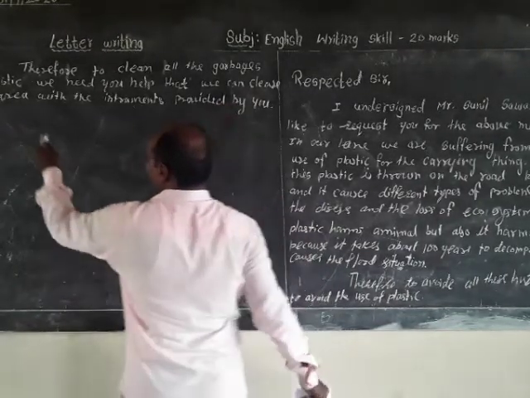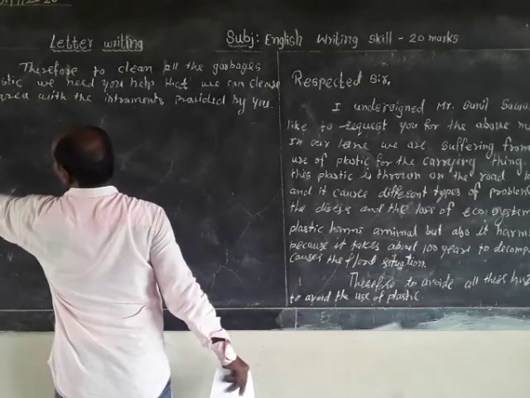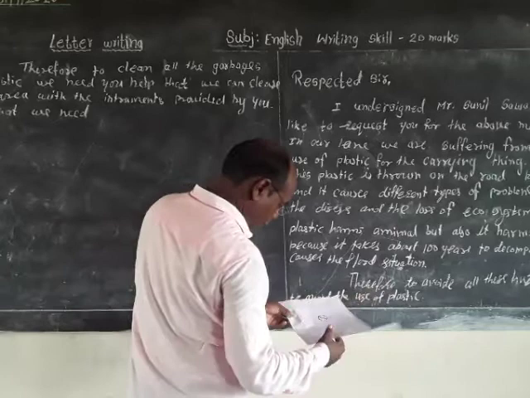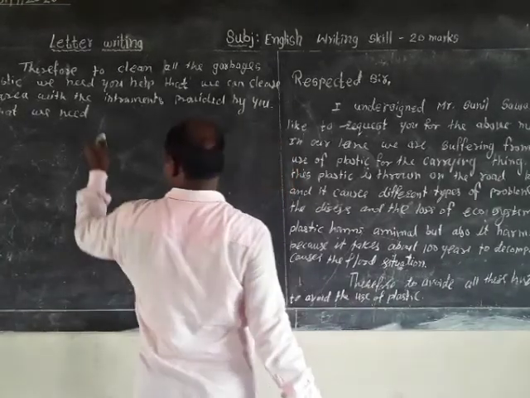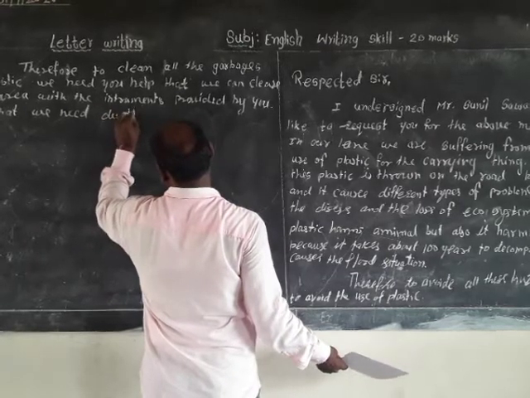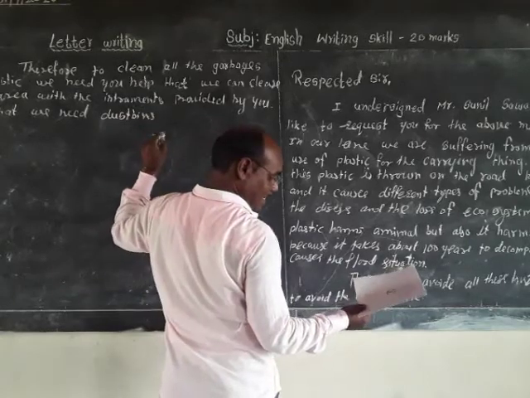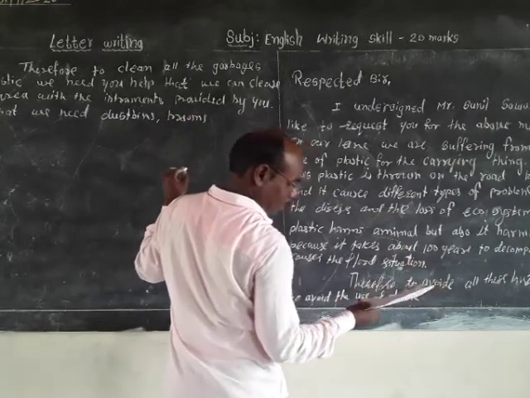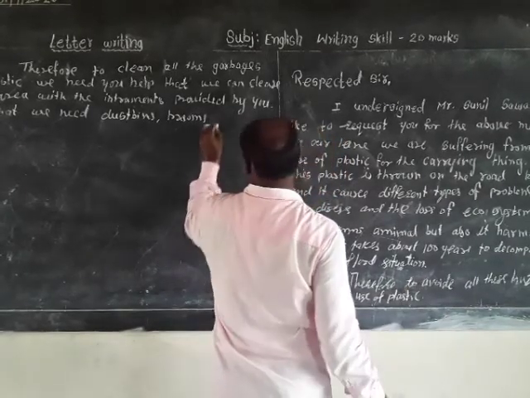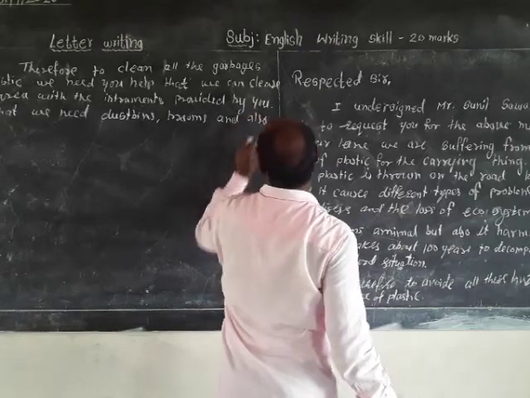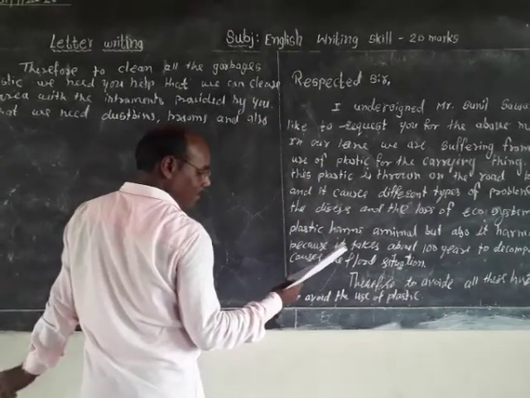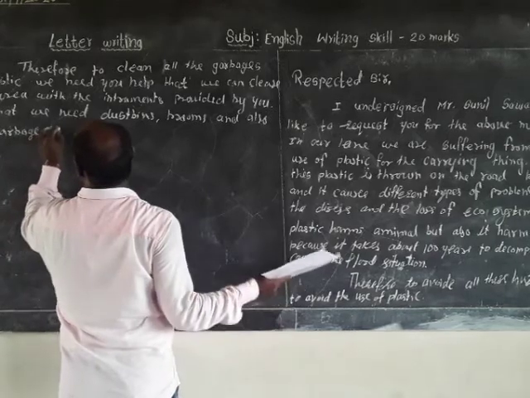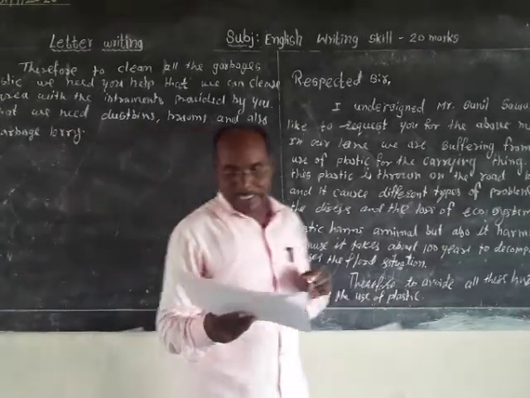For that we need, now you can write there, for that we need dustbins, brooms, and also the garbage lorry. These are the things. This was our topic.